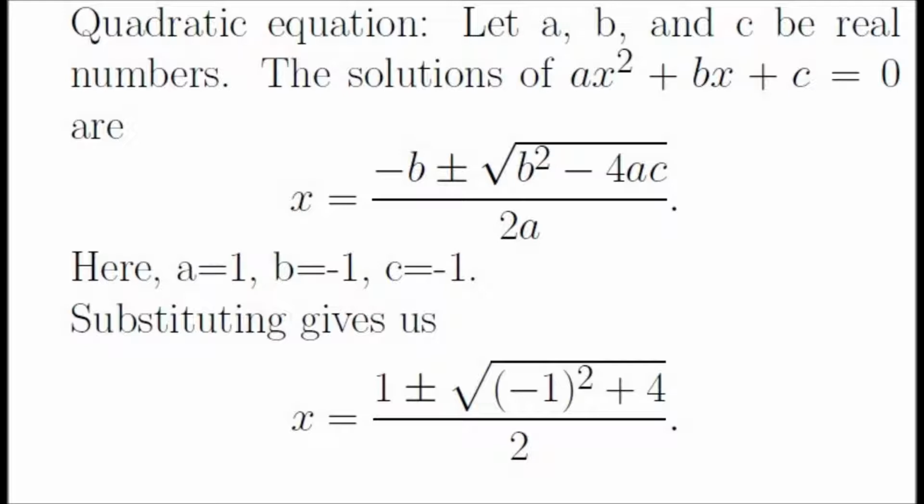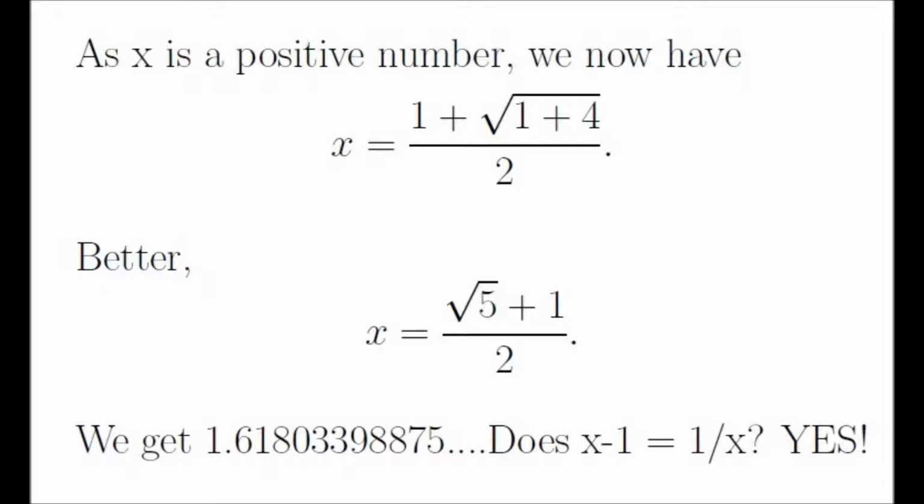Substituting gives us x equals 1 plus or minus the square root of (-1) squared plus 4, all divided by 2. As x is a positive number, we now have x equals 1 plus the square root of 1 plus 4, all divided by 2. Better, x equals the square root of 5 plus 1, all divided by 2. We get approximately 1.618033988875, etc. Does x minus 1 equal 1 divided by x? Yes.